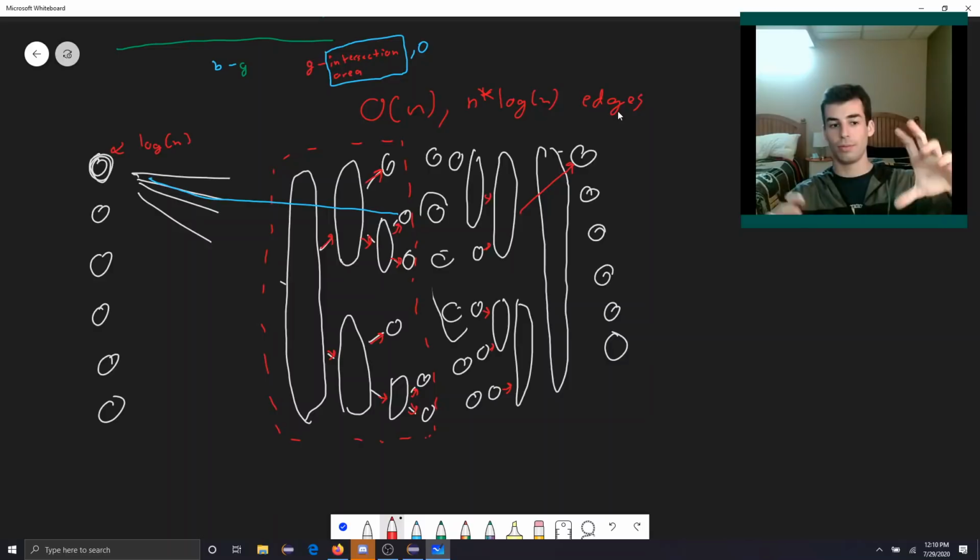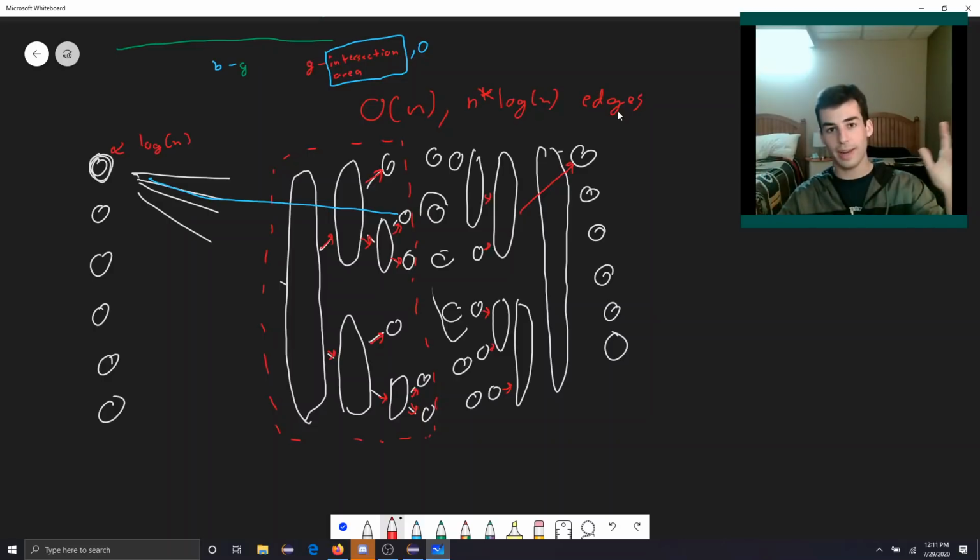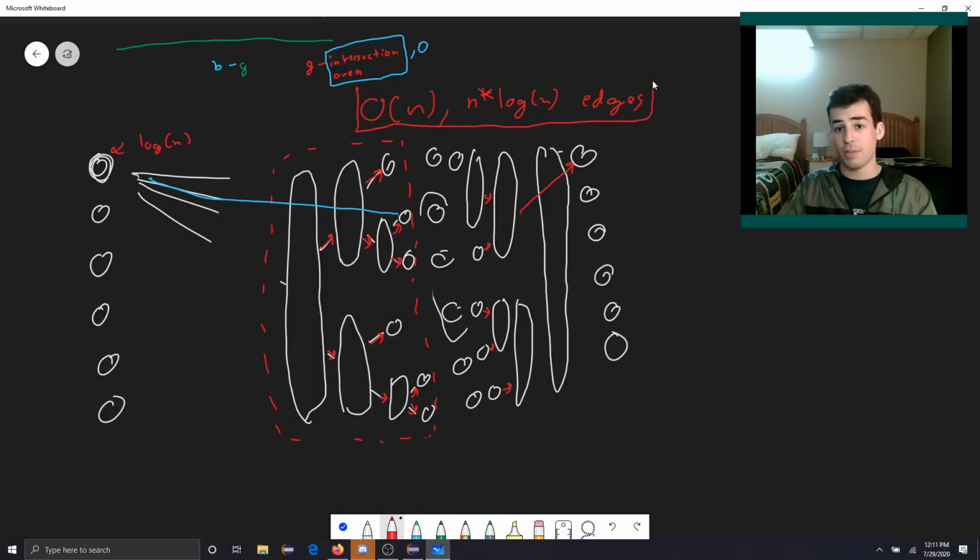We have this line segment that covers a range of values. This other line segment also covers a range of values. We want to add edges between all things that intersect. So that's one way of doing it. This would be the size of my flow graph, and then I run flow on this. That might be too slow.